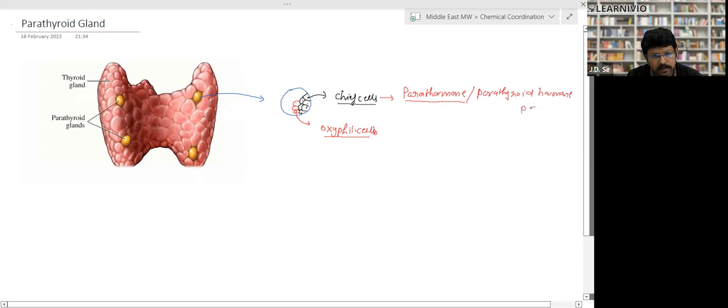Parathyroid hormone, PTH. They are the functional cells. This parathormone is also known as Collip's hormone, after the discoverer of this hormone. So parathormone, parathyroid hormone, or Collip's hormone, they all are the same thing, right? And the oxyphil cells, what do they secrete, what is their function? Their function is not known. What they actually do is not known yet.